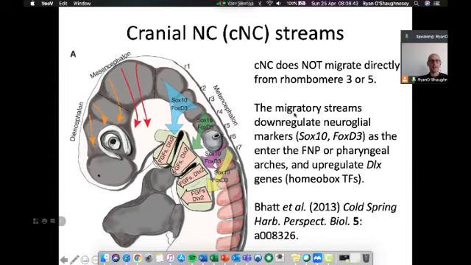So the migratory cells down-regulate neuroglial markers such as SOX10 and FOXD3, and they then express fibroblast growth factors and this homeobox gene called DLX, and this specifies those structures the neural crest are forming in the developing skull.